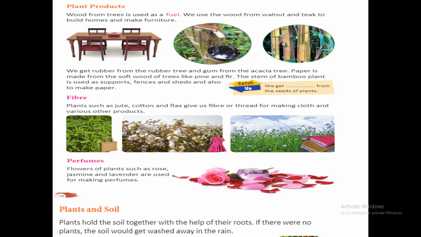Okay, now plants and soil, that is, what is the relationship between them. So children, plants hold the soil together with the help of the roots. If there were no plants, the soil would get washed away in the rain. So we can say that plants are also very important for the soil, because the roots of the plant bind the soil together. If there is no plant, all the soil gets washed away in the rainy season. Okay, so children, this is chapter number 5, that is uses of plants.